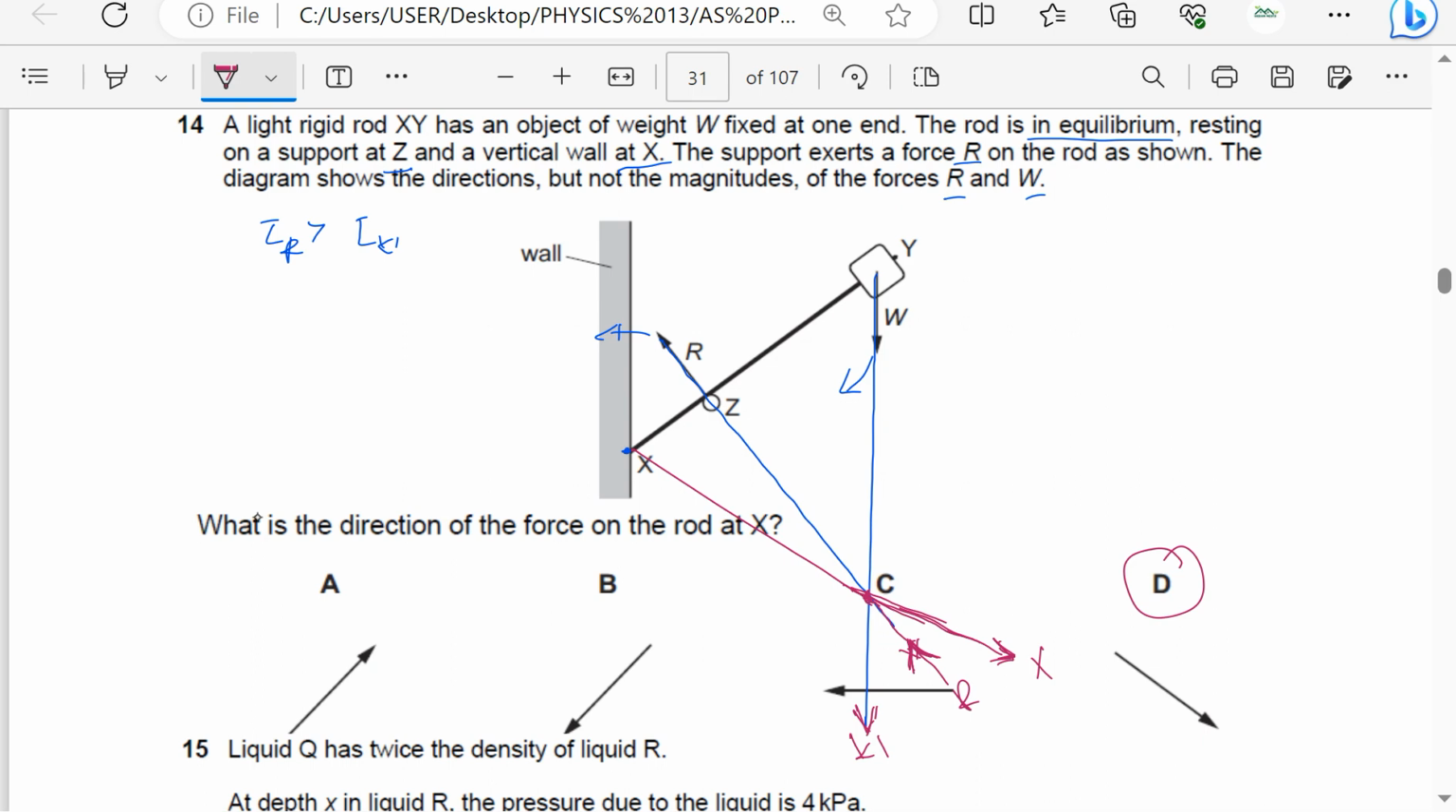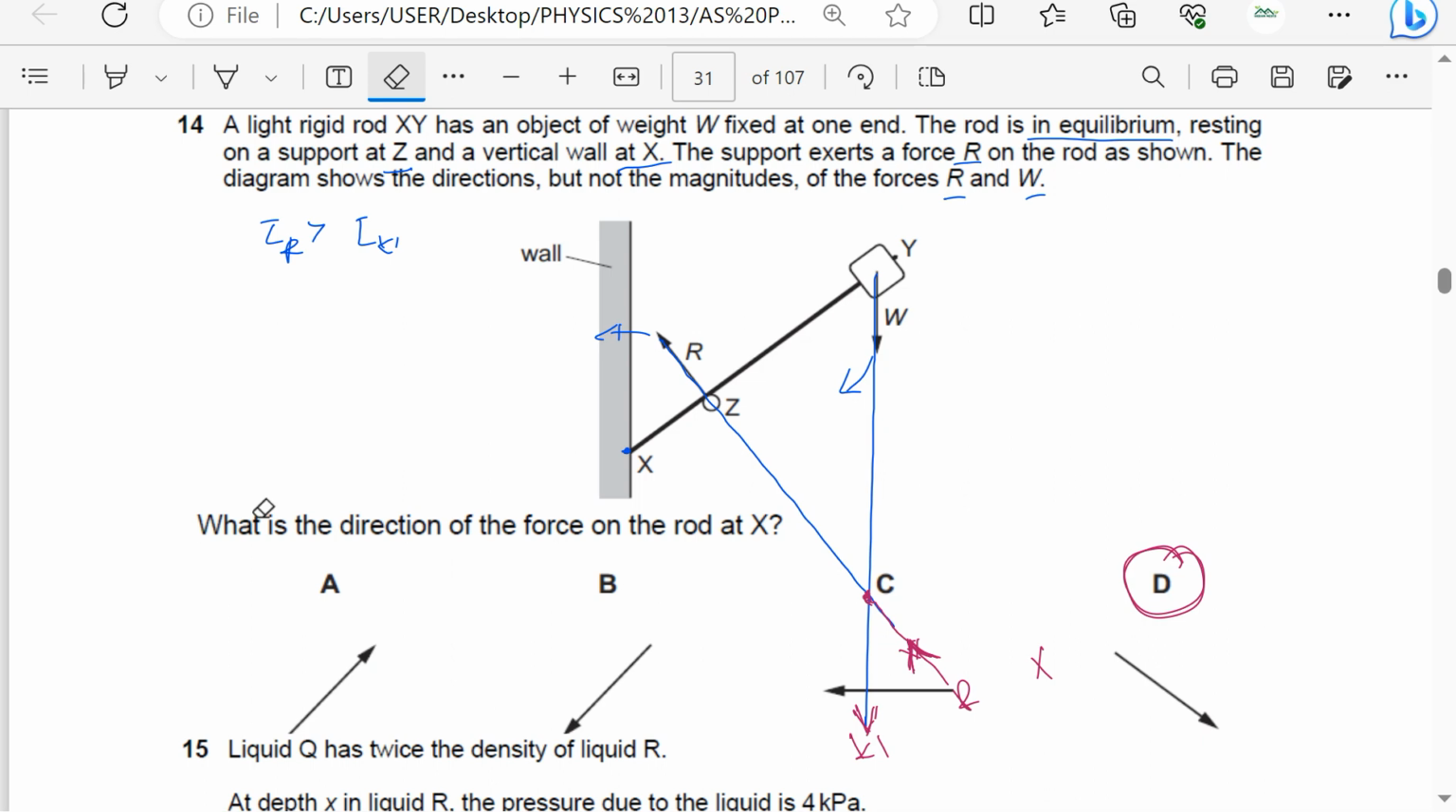So for equilibrium, the moment due to R must be greater because R is closer to X. So if the moment due to R is greater, then the force at X should be the other way around, to balance with the moment due to R. So I think the answer is going to be automatically D. Okay. Of course, that is quite technical. I try to draw, you just draw straight lines. I may not be accurate because I'm not using my ruler very well, but this is supposed to be a straight line.